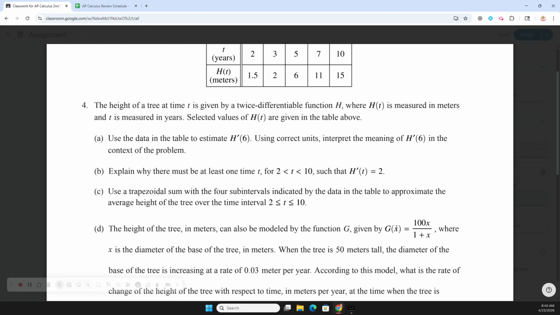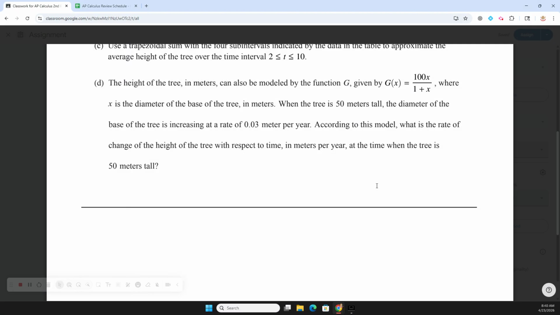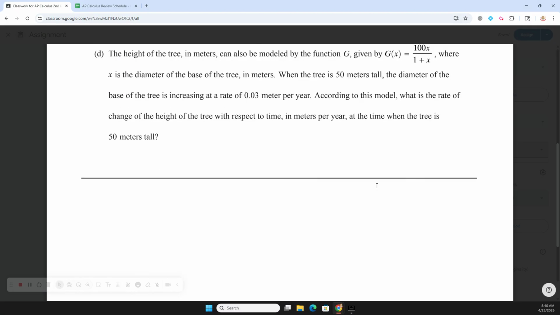And so it says that we're actually not going to use the table on this one at all. So the height of the tree in meters can also be modeled by the function g, where x is the diameter of the base of the tree in meters. When the tree is 50 meters tall, the diameter of the base of the tree is increasing at a rate of 0.3 meters per year. According to this model, what is the rate of change of the height of the tree with respect to time in meters per year? And at the time, when the tree is 2 meters tall.